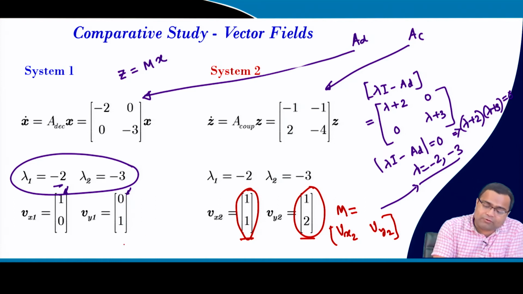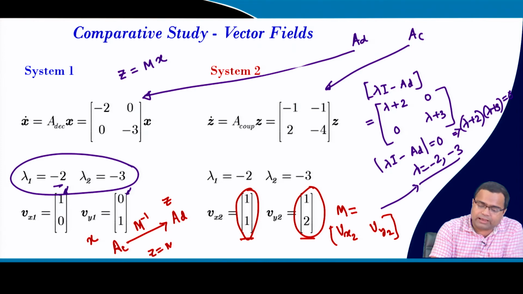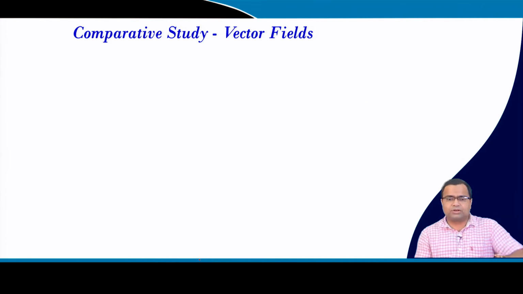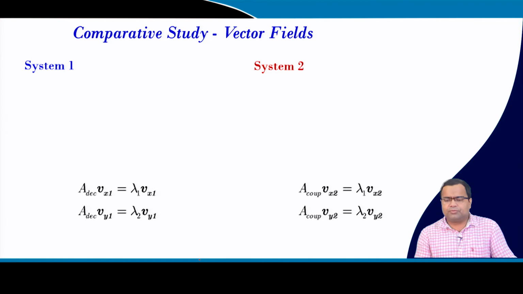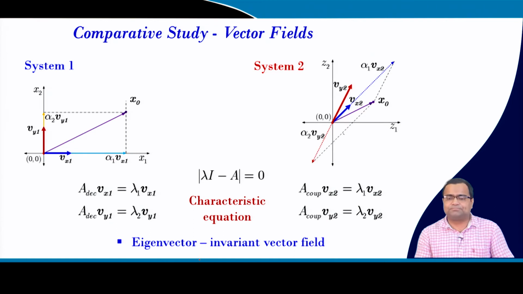Similarly, if I want to convert one coupled dynamics to decoupled, I need to consider the M inverse transformation. That means, if this is my x, this is my z, so my z equals M inverse x, and here M will be the eigenvectors of the coupled matrix, 1 1 1 2. So, this coupled matrix's eigenvectors will constitute the M matrix, and that is the transformation matrix. So, that means in this comparative study of the two, we can find out the eigenvectors, they are the invariant property, and we know about the characteristic equation, and they look like this.